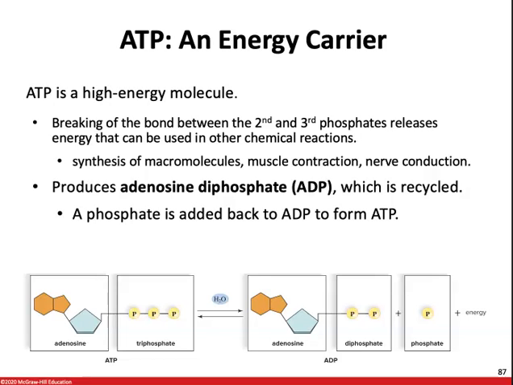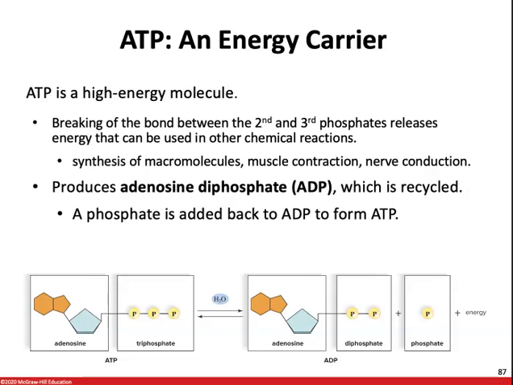So what the body does is it stores the energy as glycogen or stores it as fat. And as you need it, it's going to break it down into glucose. That glucose is going to be broken down into ATP, and that ATP is going to be spent right away. So that's why we refer to ATP as the energy currency of the cell.